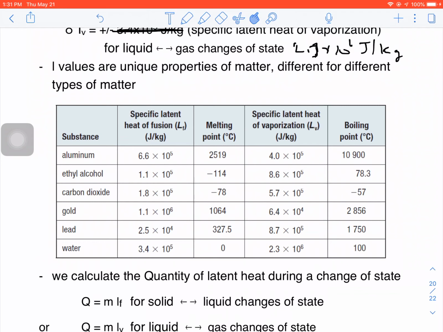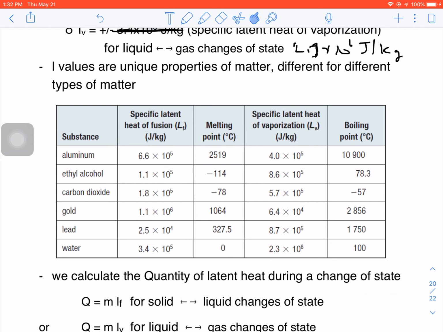Our textbook uses 3.3 times 10 to the 5. But again, you can see that to melt aluminum, it happens at 2,500 degrees. Right? I can melt aluminum, turn it into a liquid puddle of aluminum at 3,000 degrees Celsius. And if I was to keep heating it, and heating it, and heating it, 4,000, 5,000, 6,000, till I got to 10,000, I still have liquid aluminum.